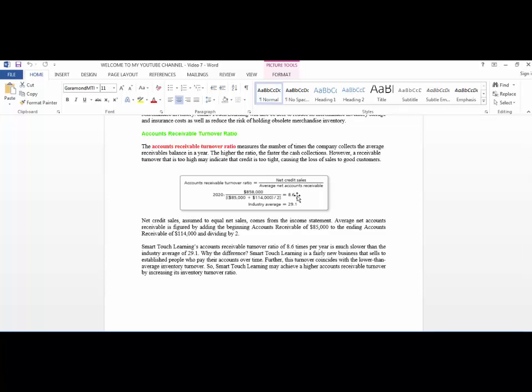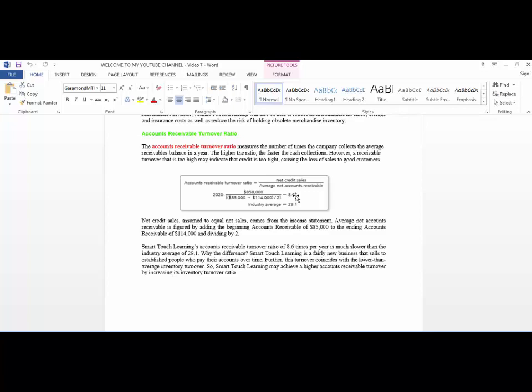So why the difference? What happened? The Smart Touch Learning company is a fairly new business that sells and allows people to pay their accounts over time. So the turnover coincides with being lower than the industry average. If Smart Touch Learning wants a higher accounts receivable turnover, it would have to increase its inventory turnover ratio.